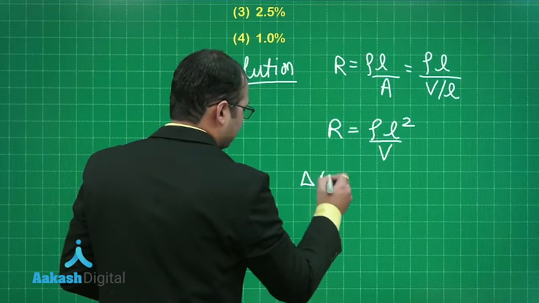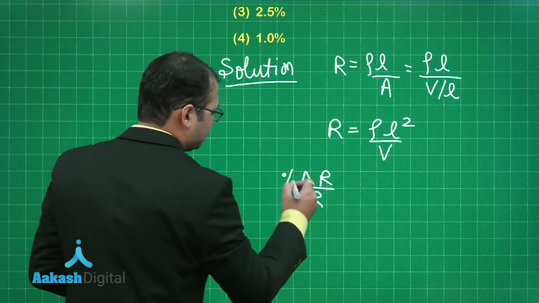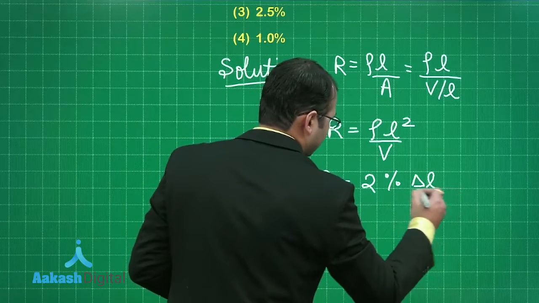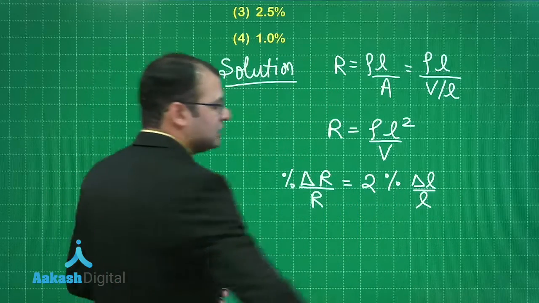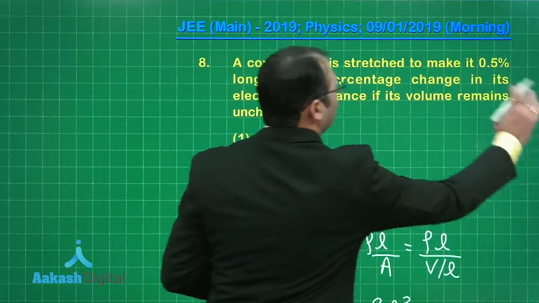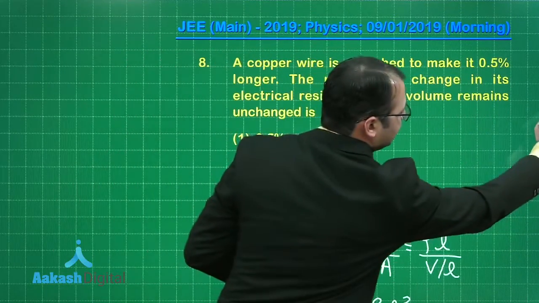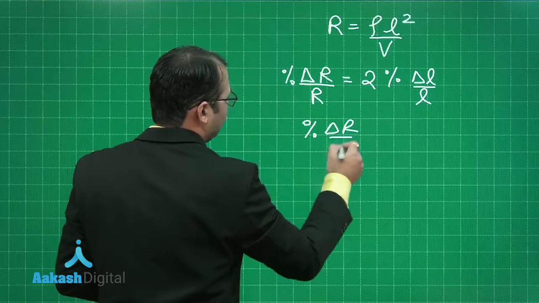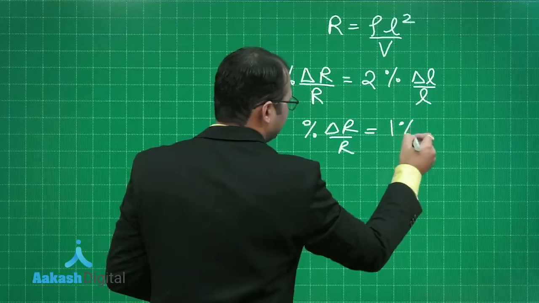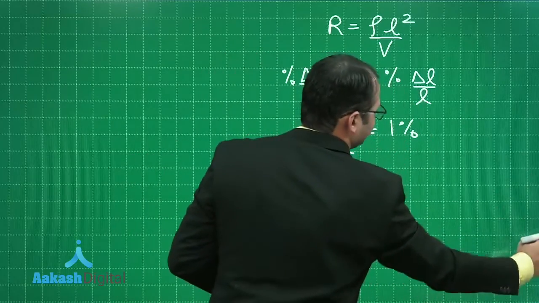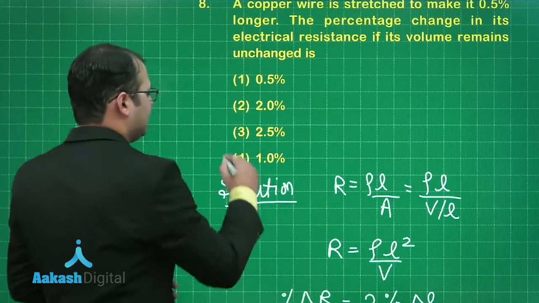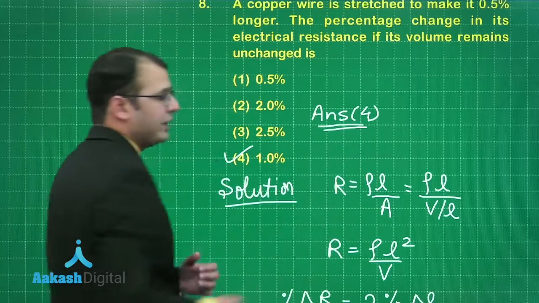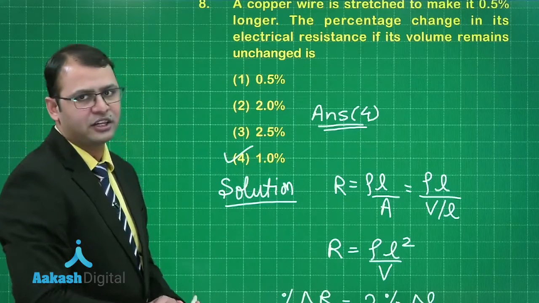From the error method, I can write delta R by R, that is the percentage error of resistance, would be equal to twice the percentage error of length. And what is the percentage error of length given to us? It is 0.5%. That means if I put the value here of 0.5, I'll get percent delta R by R equals 1%. Let's see which is the best suited option. Of these, option number 4 is the best suited answer. Let's move ahead and see our next question.